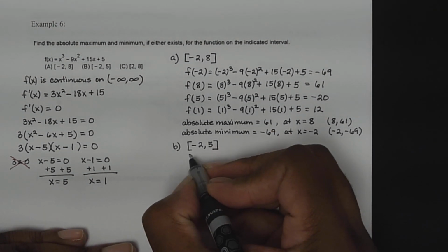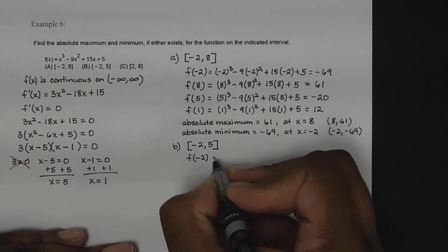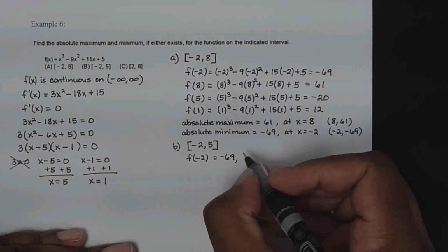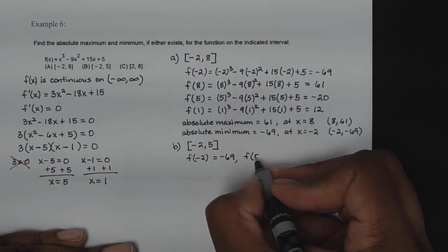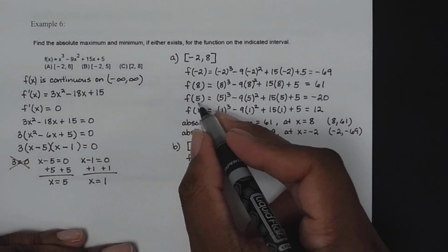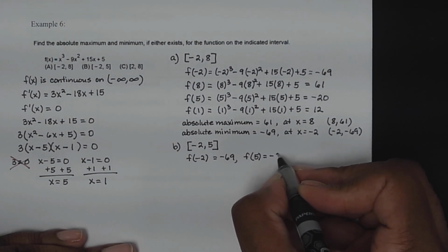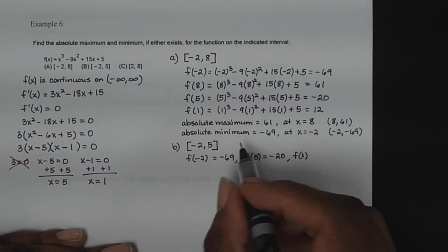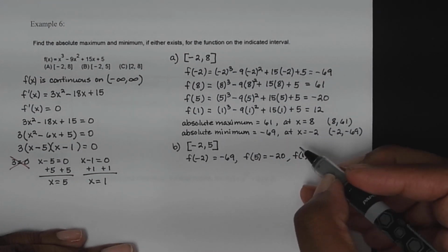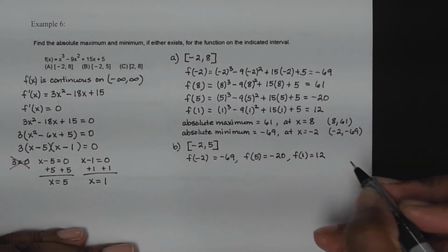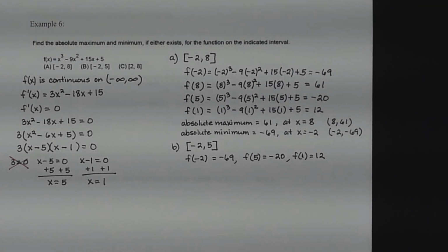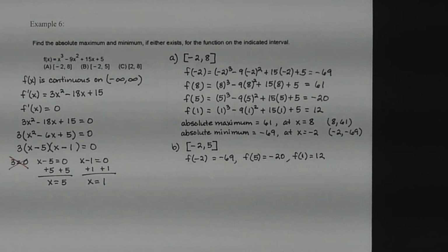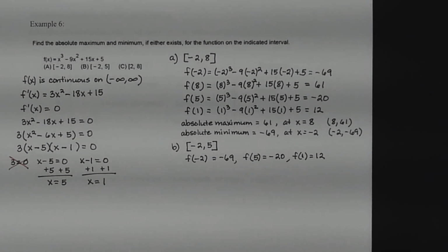So, f of negative 2, we already know. That's negative 69. f of 5 is what we already know as well. Here's f of 5 right here. That's negative 20. f of 1, we already know that. From here, that's going to be 12. So now we can use this to identify the absolute maximum and absolute minimum.